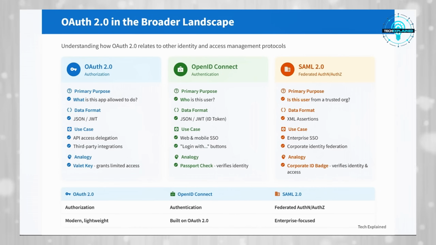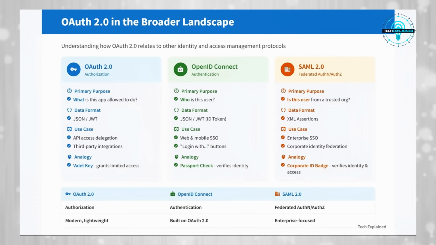OIDC is the modern standard for implementing SSO for consumer-facing web and mobile applications, powering virtually all "login with Google," "login with Facebook," etc. buttons. SAML 2.0, on the other hand, is an older, more heavyweight open standard for exchanging authentication and authorization data between parties, known as an identity provider and a service provider.